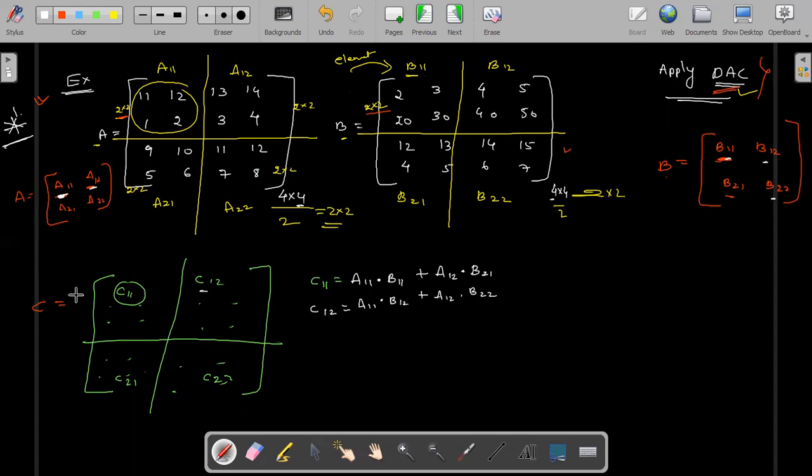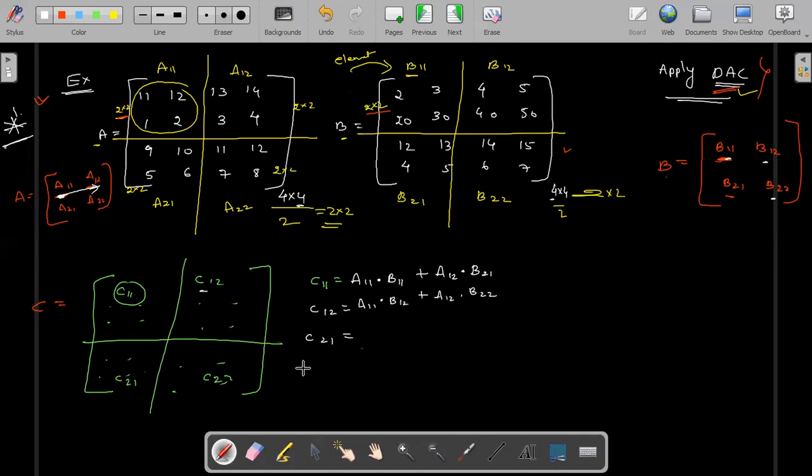This one, B22, to get the C12. Yes or not? This row is completed. Go to the next row to get the C21. So what we have to do? Same thing. Rows and columns: A21, B11. Yes or not? So that is the reason why I gave this formula.